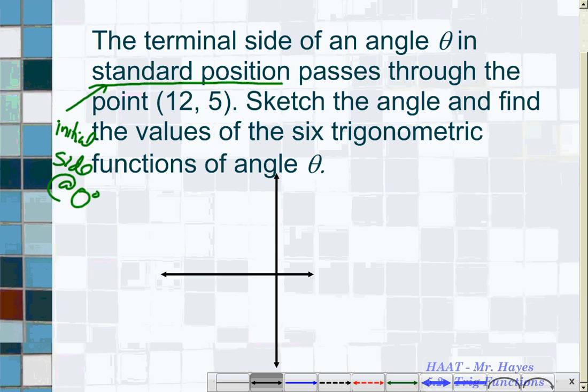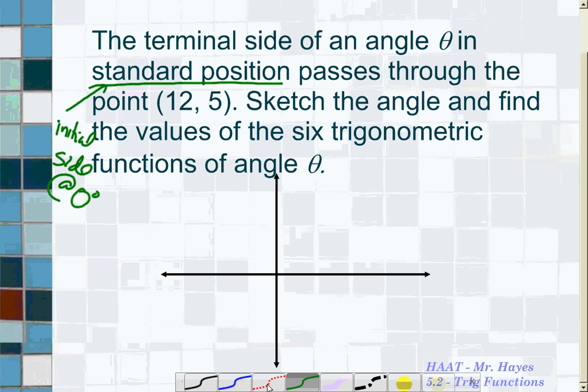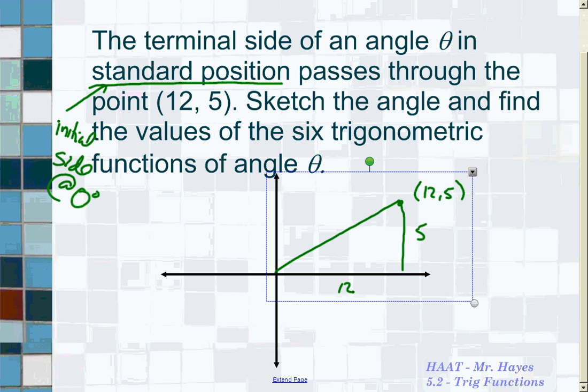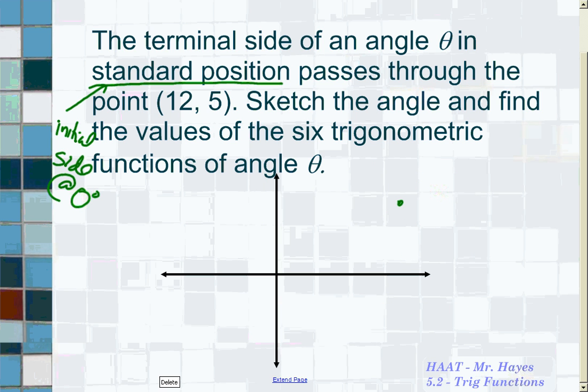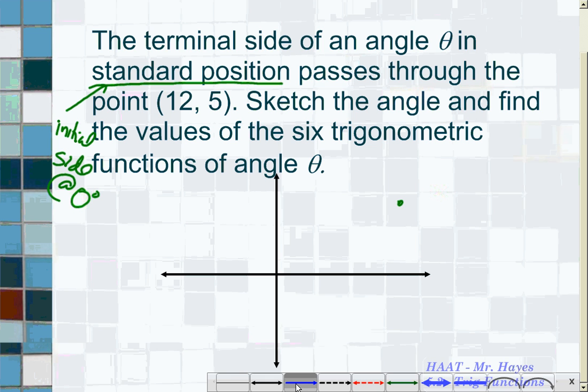So you have your axes. You've got (12, 5), so I'm going to go over 12, up 5. So this is a side of 12, 5. That has the point (12, 5). The angle that we're talking about, let me get rid of that. Actually, that should be a ray, just to be nice and clear. So we have this ray kicking out from here to the point (12, 5).